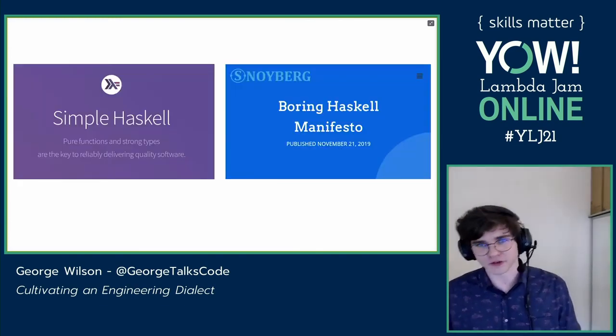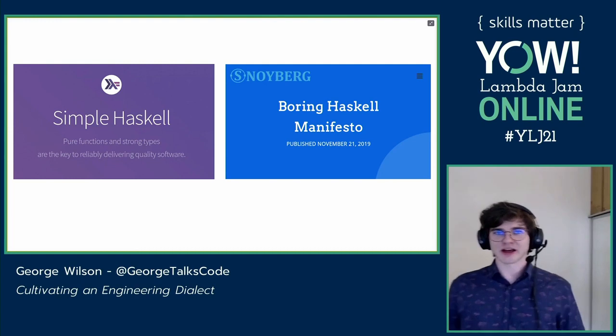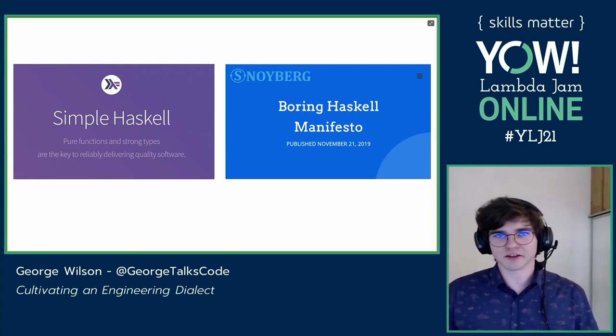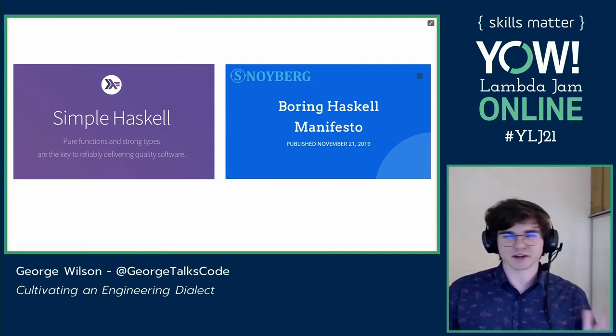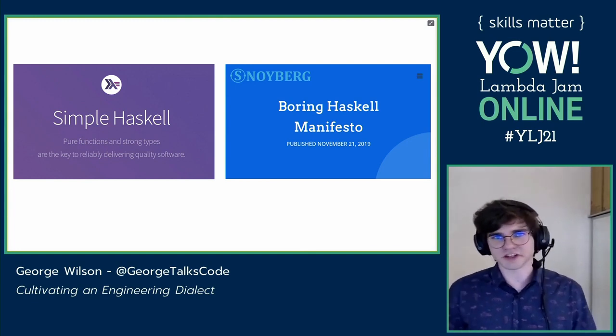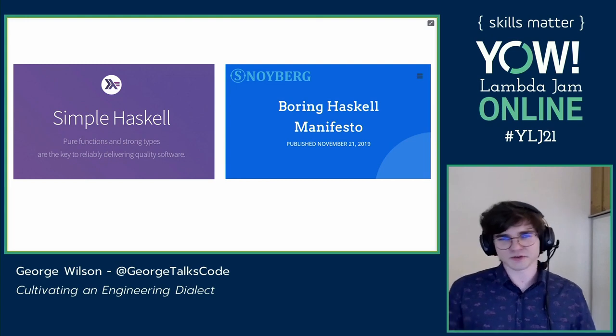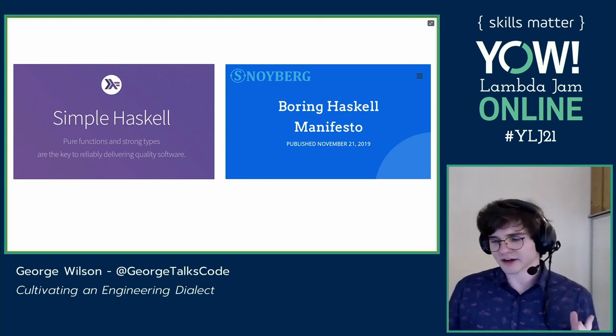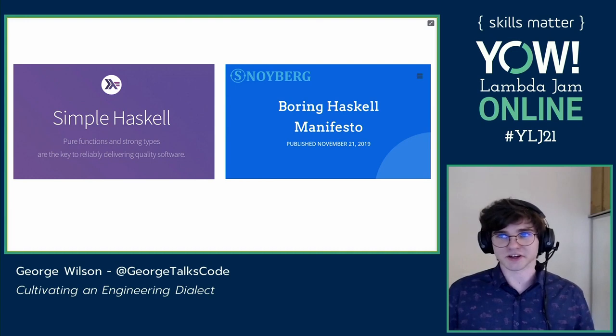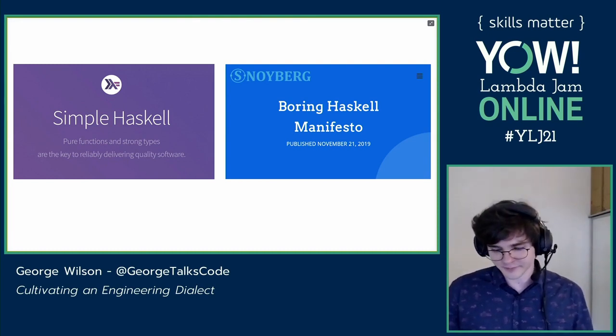So some proposed solutions to this problem are the Simple Haskell Initiative and the Boring Haskell Manifesto, which was published by Michael Snoyman. These two documents essentially say similar things: you should stick to the basics. Haskell comes with all this incredible stuff like algebraic data types and functions and immutability and type classes. And you should stick to the basics, and they'll see you through, and you'll be able to do what you need to do, and you'll have a good time doing it.